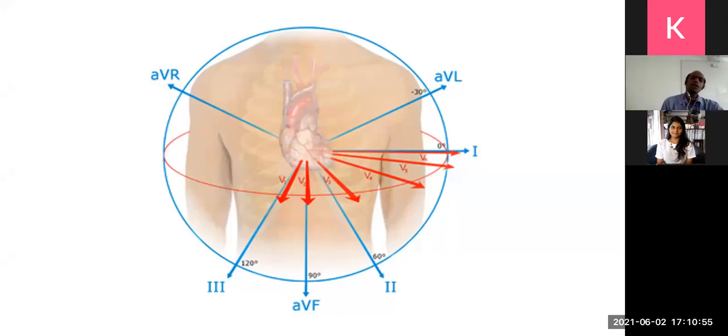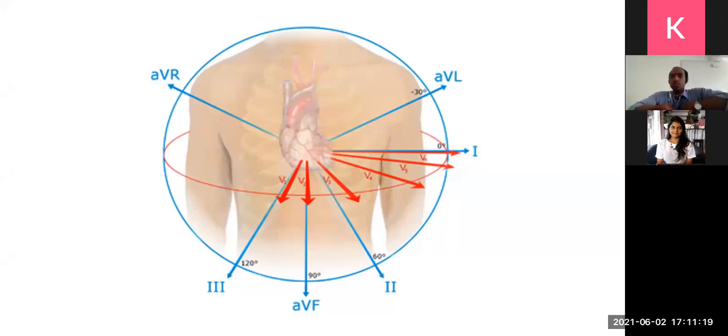Okay. So there are 12 leads. And I told you a lead is like a window through which you look at the heart and the electrical activity of the heart. Right. So let's see where these windows are located. Let's start with the easy ones. V1 to V6. So you have 6 windows, 6 leads.